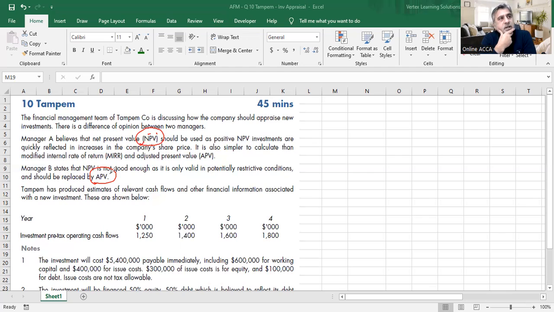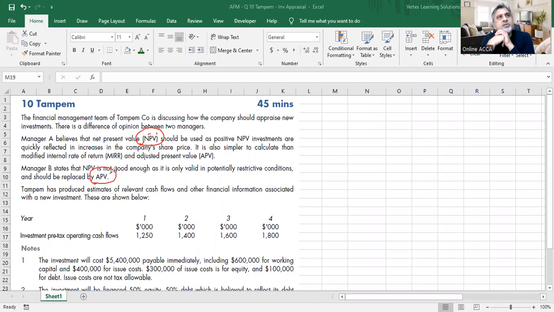issues with NPV. And to resolve these two issues, we resorted to another method, which is called adjusted present value. So how do we do that? In adjusted present value, we say that the company has no debt. We assume what would be the discount rate.